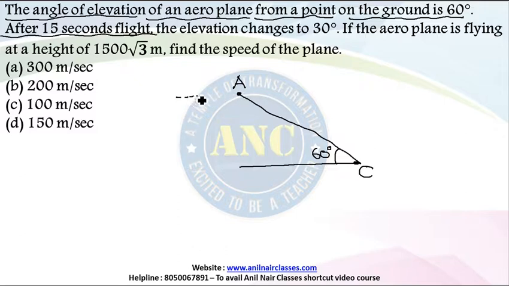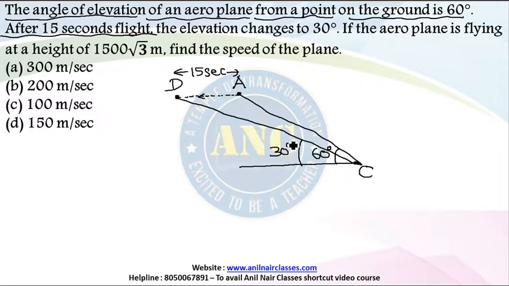It kept on moving in this direction like this, and after 15 seconds, assume that it is at point D. The time taken from A to D is given in the question as 15 seconds. After 15 seconds of flight, the angle of elevation changes to 30 degrees. That means this particular angle is mentioned in the question as 30 degrees.